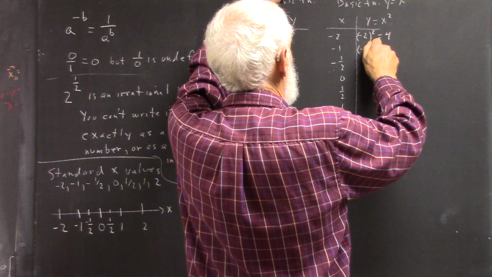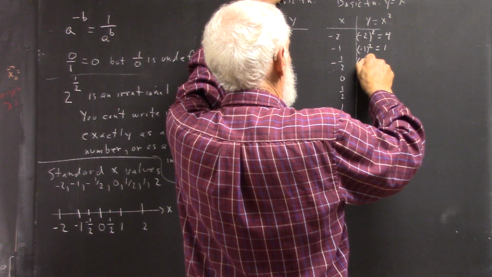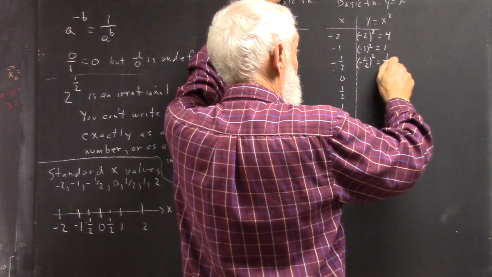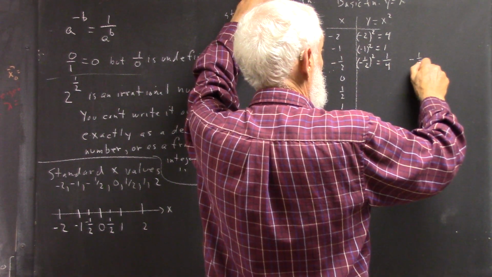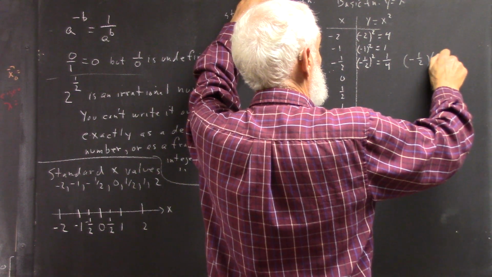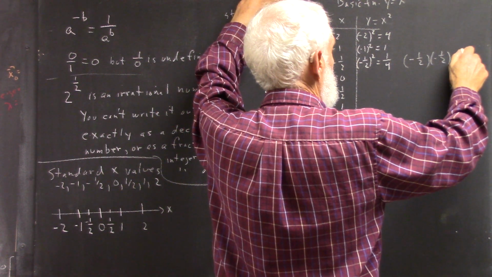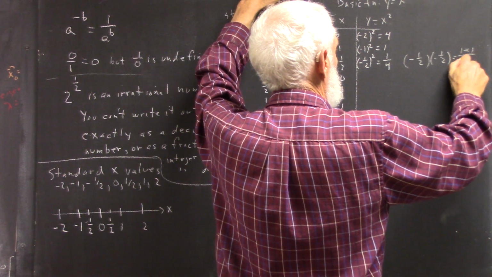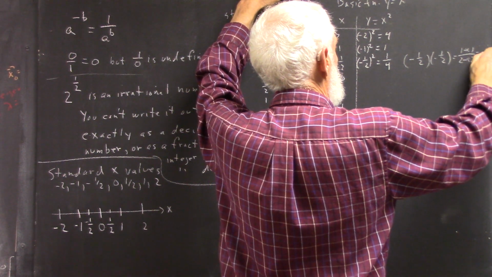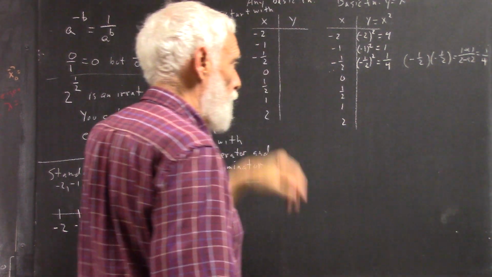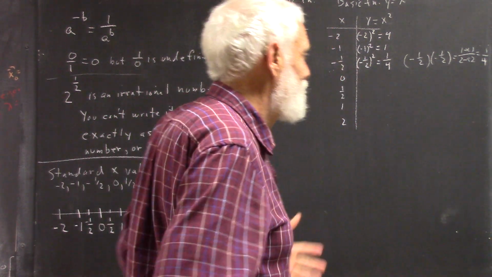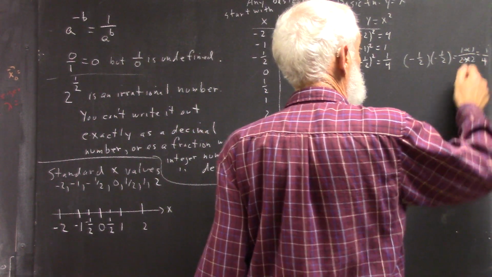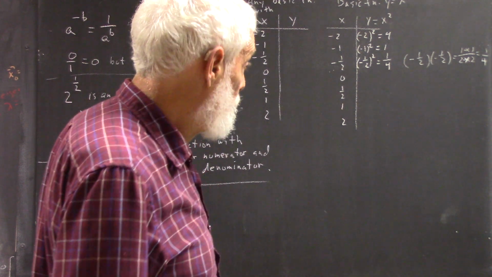Negative 1 squared is 1. Negative 1/2 squared is 1/4. That's because negative 1/2 multiplied by negative 1/2 is 1 times 1 over 2 times 2, which is 1 over 4, and hopefully you know that, but the curriculum is very deficient with fractions, so you might have trouble with that. And we'll address fractions in some detail next week.